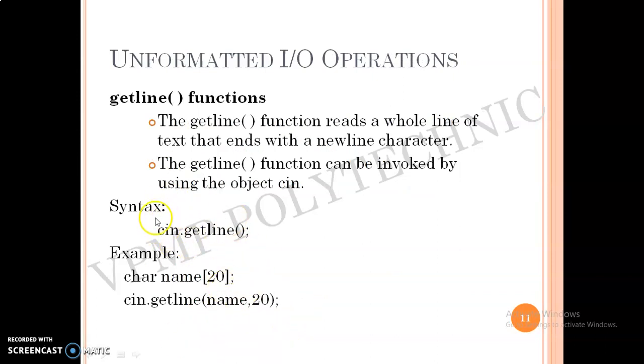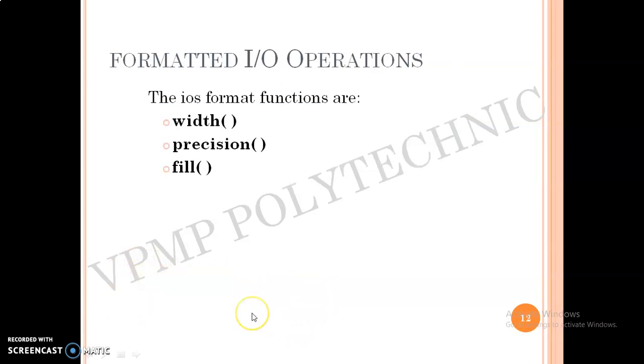So this is the syntax of the getline function. You can see here, get the line. Line means there are many characters, more than one. So this is the function that we are using for getting all the data from the input device. You can see here, these are examples. In name we are having 20 characters, so you can use this function directly over here, as you have provided 20 characters, okay, and the data type is character.